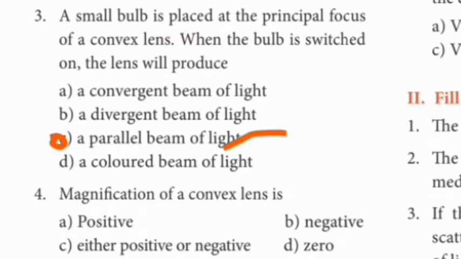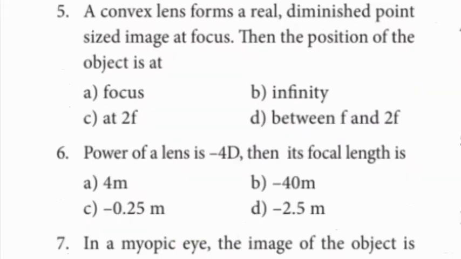Fourth question: magnification of a convex lens is. Options: positive, negative, either positive or negative, 0. So the answer is option C, either positive or negative.